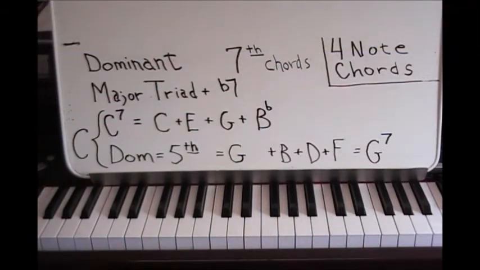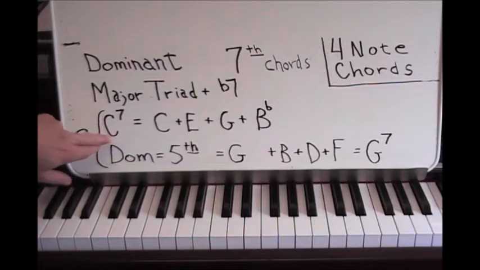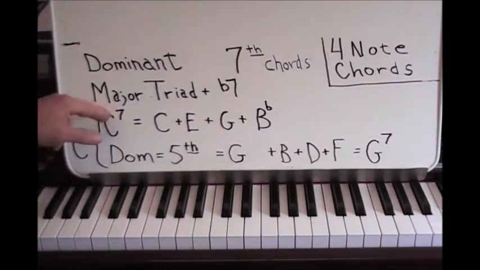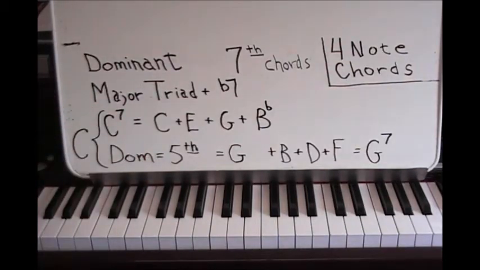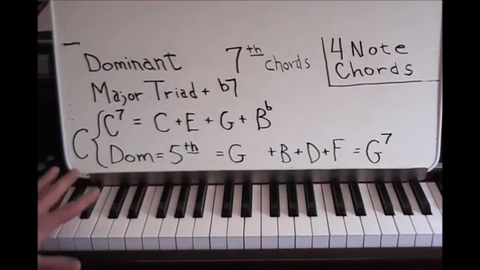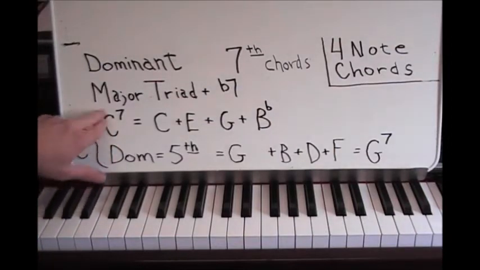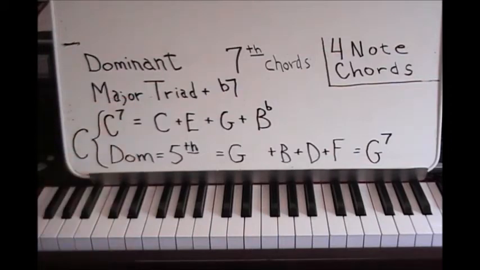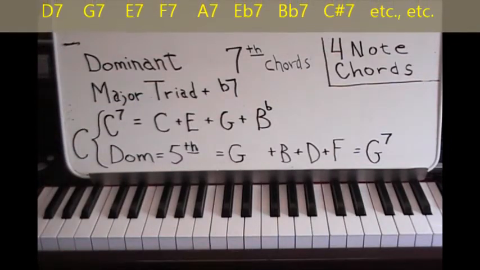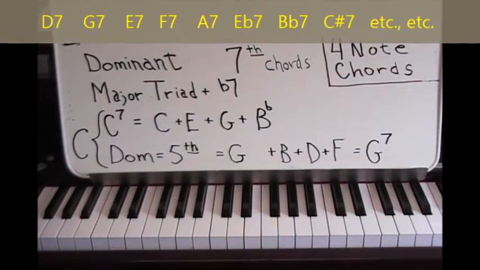The symbol for a dominant seventh chord is the root of the chord, C, or whatever, it could be D, G, with just the number 7 next to it. So when you see on a chord sheet or a lead sheet a chord letter and then just the number 7 next to it, it's a dominant seventh chord that they want.